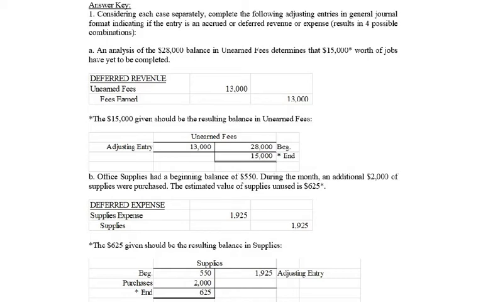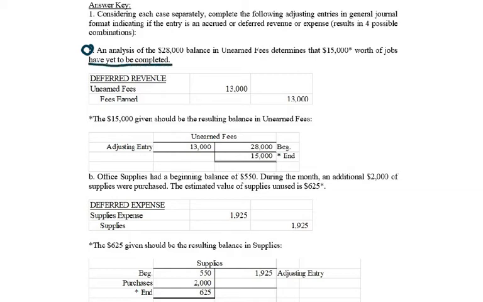So again, for each of these, you're going to consider everything separately. And again, there are four possible combinations that you'll be dealing with here of deferred revenues and expenses. So first up here for part A. It says an analysis of the $28,000 balance in unearned fees determines that $15,000 worth of jobs have yet to be completed.